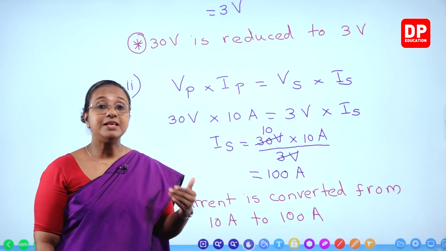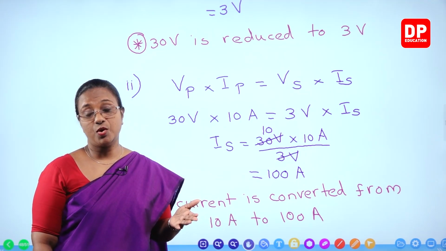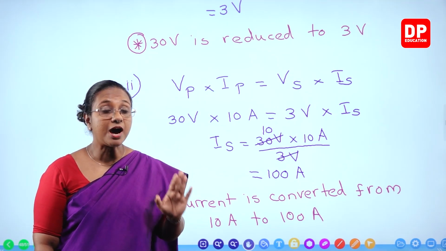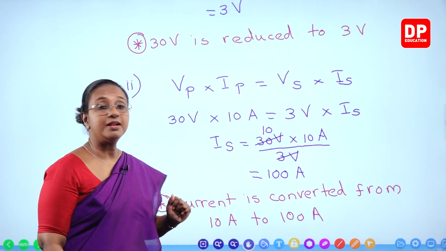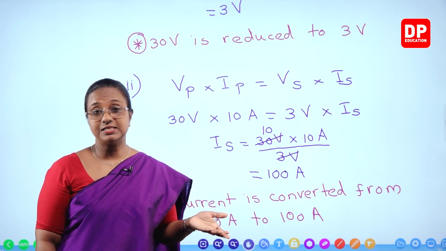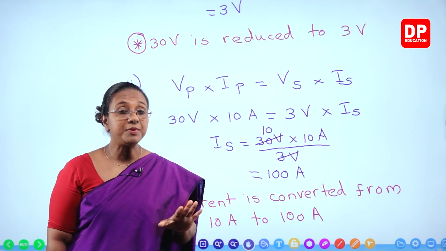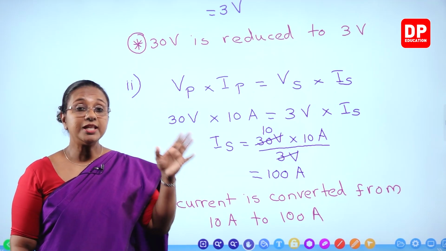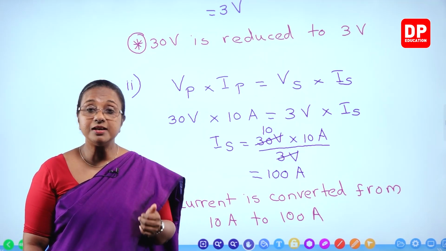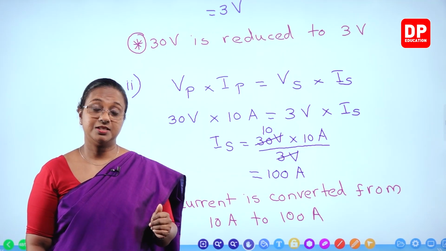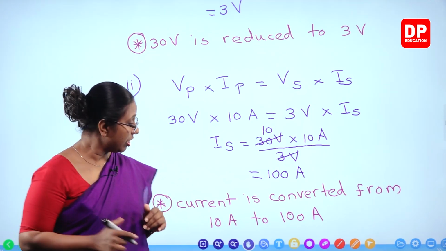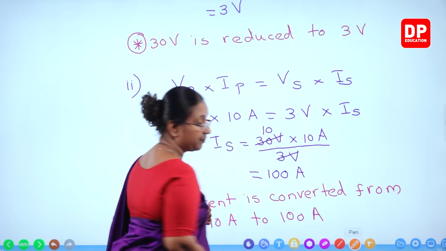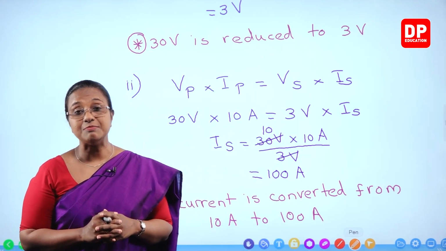That is a step down transformer. So in a step down transformer, voltage is reduced but the current output is increased. In a step up transformer, voltage is increased, the current output is decreased. So you have to remember that, students. And when you all are answering questions also, you have to keep that in mind.